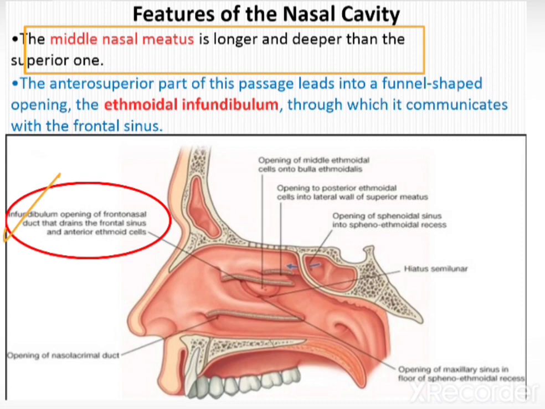The middle meatus is longer and deeper than the superior meatus, and the anterosuperior part of the middle meatus leads to the ethmoidal infundibulum. This ethmoidal infundibulum communicates with the frontal sinus. The superior meatus communicates with the ethmoidal sinus, and the middle meatus communicates with the frontal sinus.